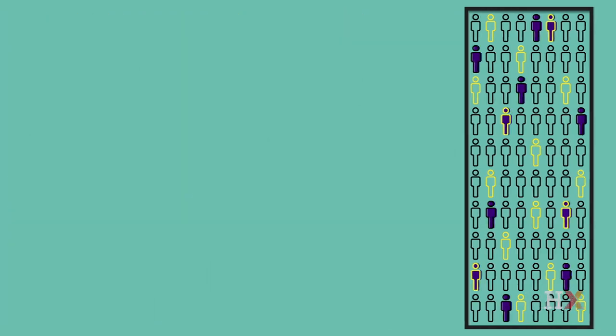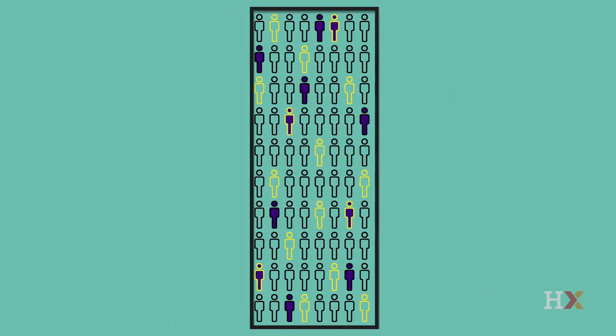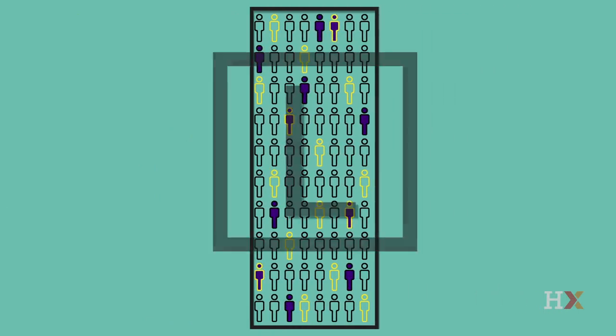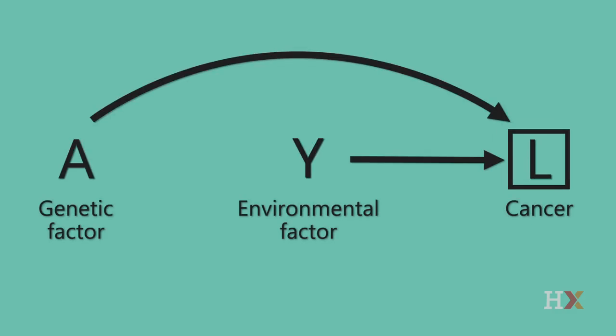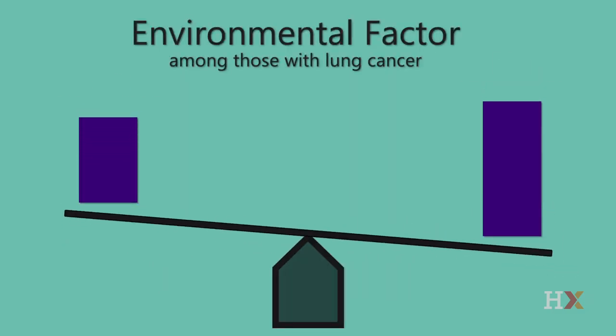To do so, we restrict the analysis to the subset of individuals who developed cancer. Again, we use a square box around a variable to indicate that we are conditioning on that variable. Now we can check in the subset of the population with cancer whether there is an association between A and Y, between the genetic factor and the environmental factor. We just check whether the proportion of individuals exposed to high levels of air pollution is different among those with and without the genetic factor. If the proportions are different, we will say that there is an association between A and Y conditional on L equals 1.